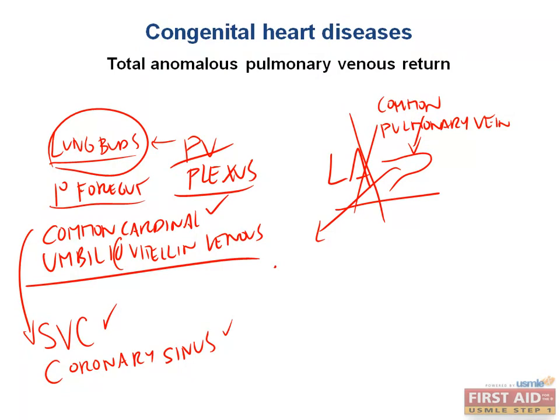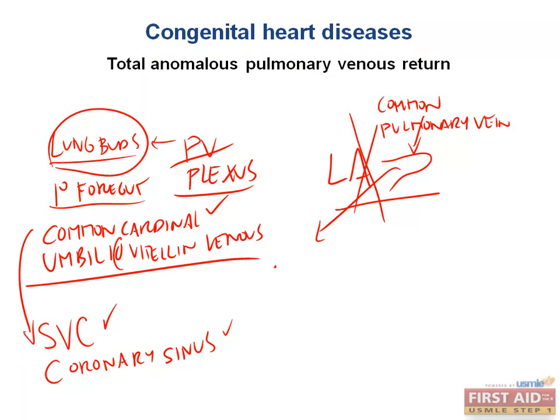So what am I telling you? I'm telling you that we have created a connection from the pulmonary veins directly with the right side of the heart instead of the left side. Is this bad? Yes. It is a terrible situation because there is no oxygenated blood returning to the left atrium, which means no oxygenated blood will be provided for the left ventricle to pump into the systemic circulation.